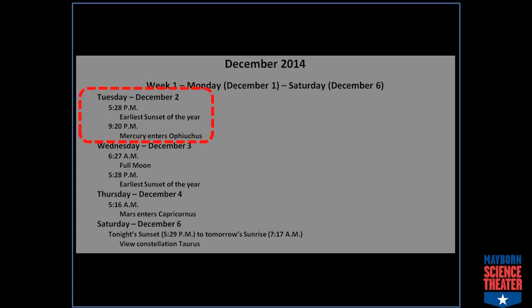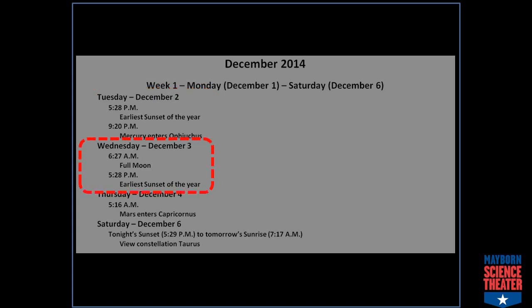First of all, on Tuesday, we have a couple things. On Tuesday evening, we'll have our earliest sunset of the year of 2014. And later that evening, the planet Mercury enters the region in the sky that's designated for Ophiuchus. As time goes on, you'll begin to understand that more. So here we have earliest sunset of the year.